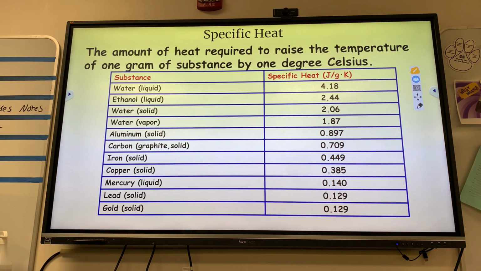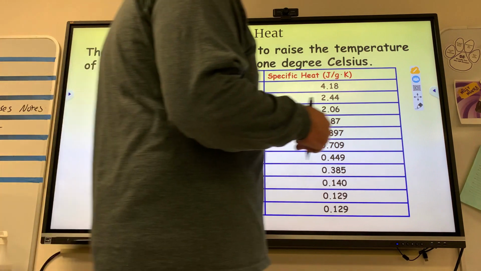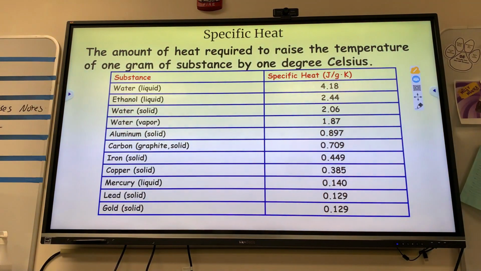What does it mean that the difference between water and gold is so great? Water is 4.18. Gold is 0.129. What does that mean? How would you tell me that in plain terms? Easier to heat up. What do you mean? Anything's easy to heat up. Just put it on a stove. That's easy. It takes more energy to heat up water. This is the heart of specific heat.